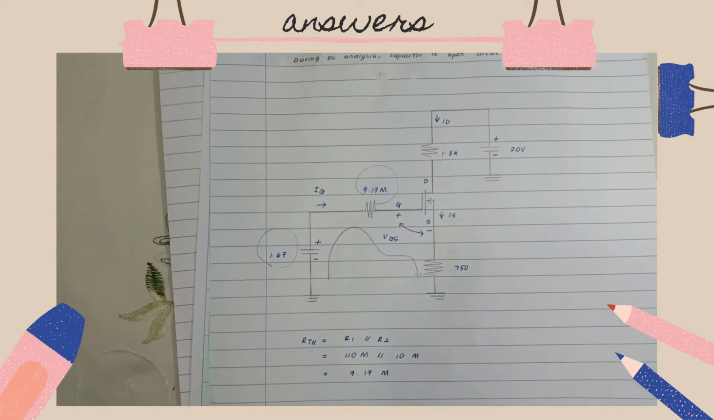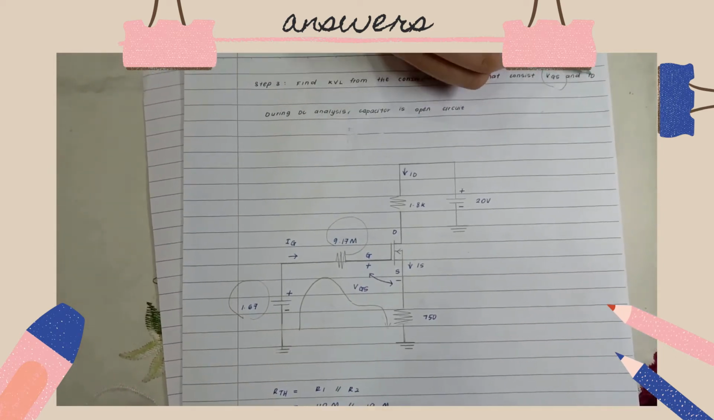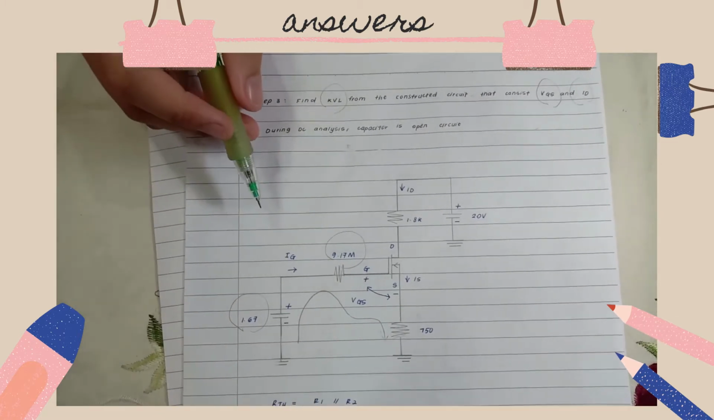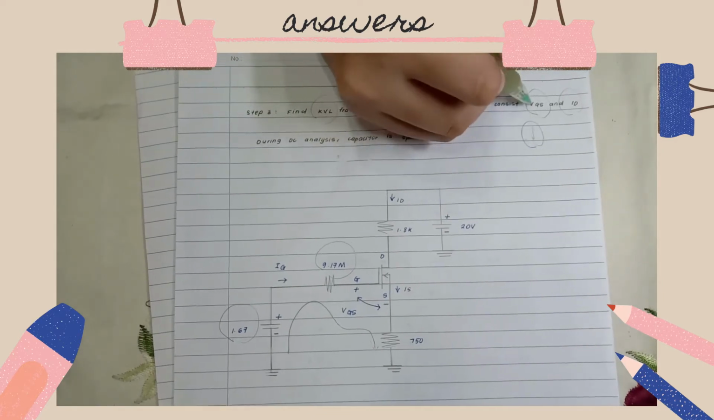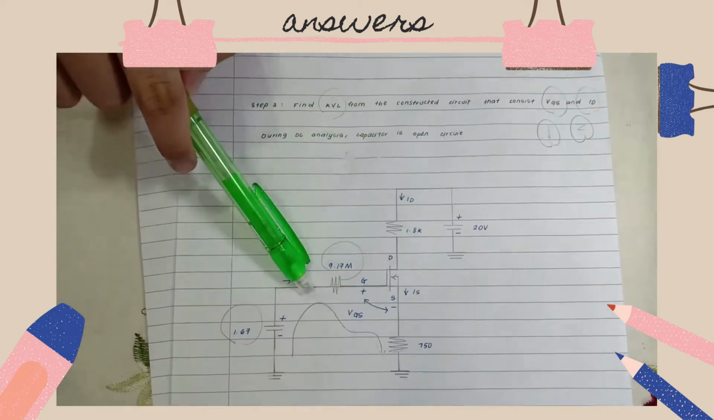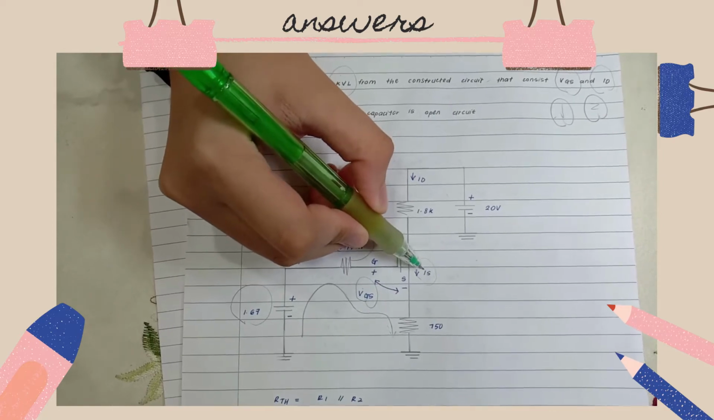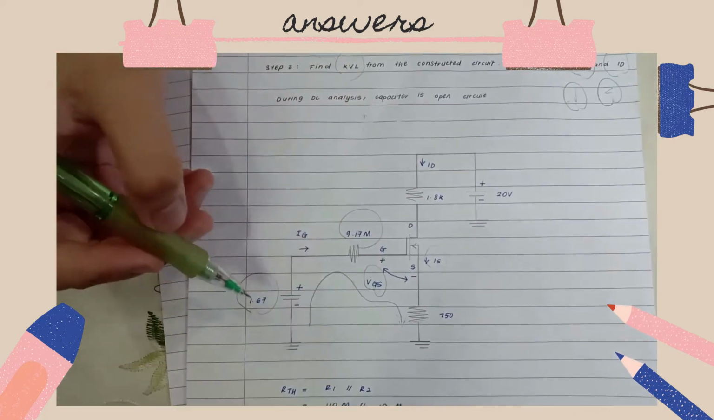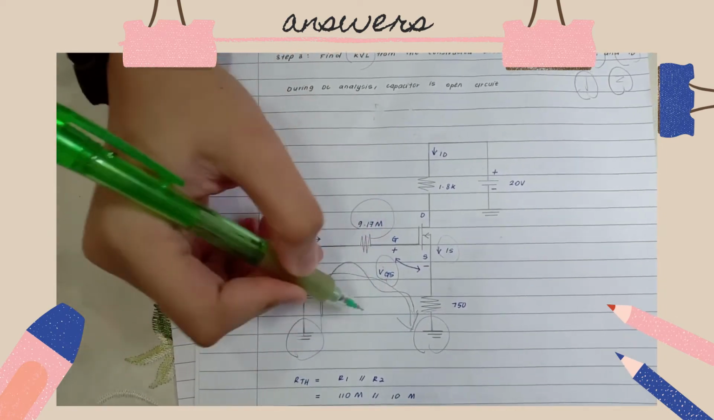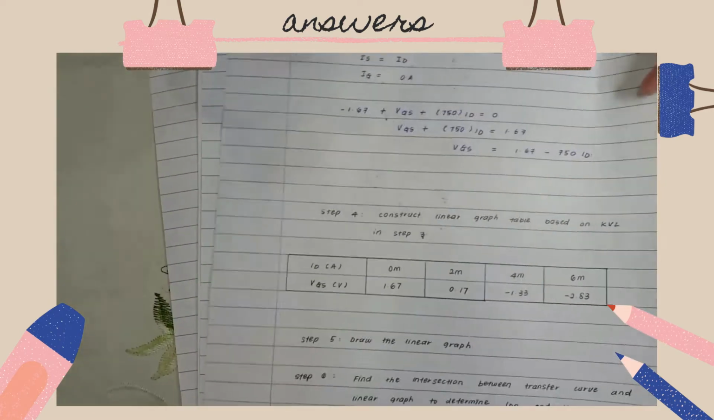The third step is find KVL from the constructed circuit that consists VGS and ID. We must perform the KVL at the loop which consists two parameters, which is VGS and ID. So as we can see at the circuit, the VGS is located here and the IS is located here. IS is equal to ID. So we can perform KVL from this ground to this ground at this loop. And the equation we will get like this.